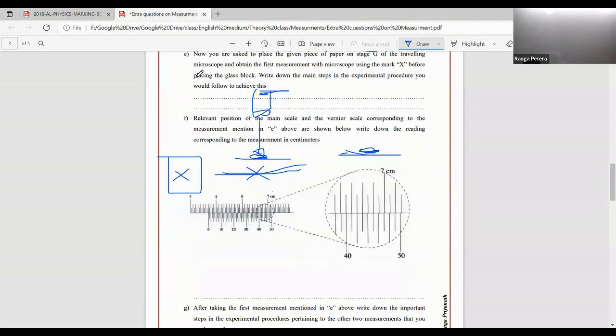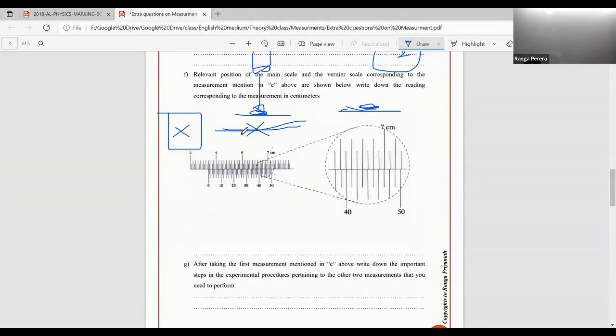Okay. Up to now I guess you all are okay. For this section you get 2 marks. Relevant position. There's a question: is that all for the steps? Yes, that is enough.